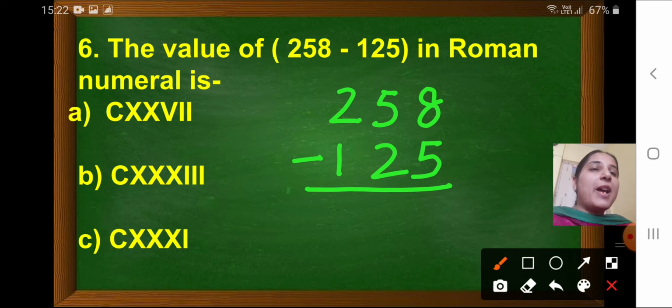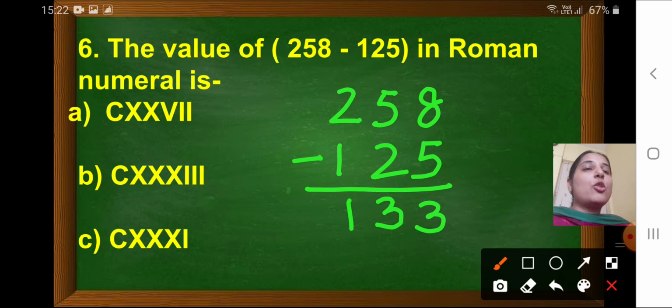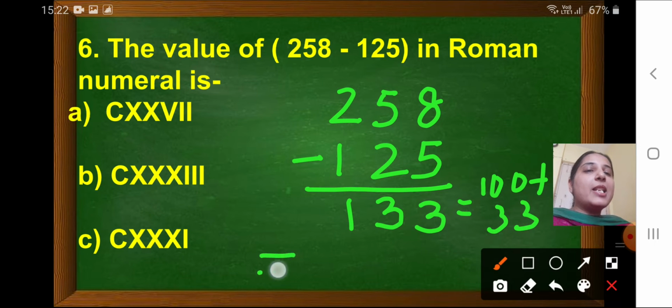So 8 minus 5, 3. 5 minus 2, 3. And 2 minus 1, 1. Now the difference will be 133. So we have to convert this to Roman numeral. So we can write 133 as 100 plus 33. So let's write 100 first. So how we will write 100? C. And then how we will write 33?